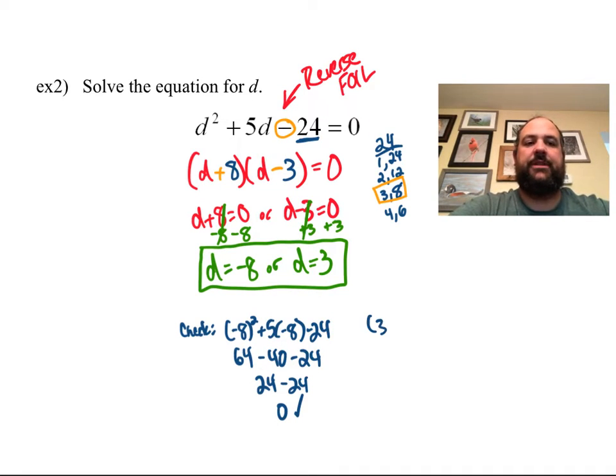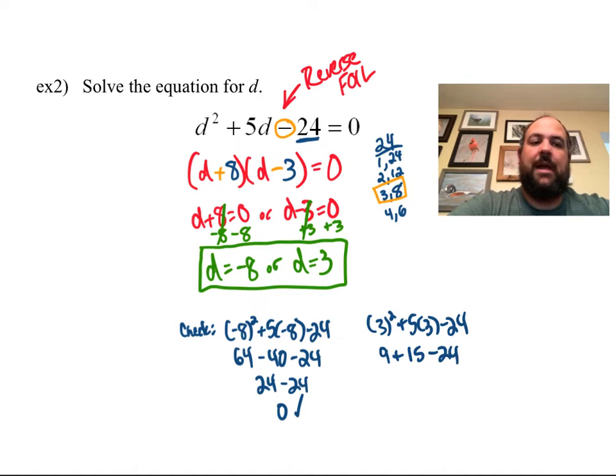So if I took 3 squared plus 5 times 3 minus 24, 3 squared would be 9. 5 times 3 would be 15. 9 plus 15 would be 24, minus 24. That would be 0. It works. So there's our two solutions, -8 and +3. We did our check. That's it. Let's move on.